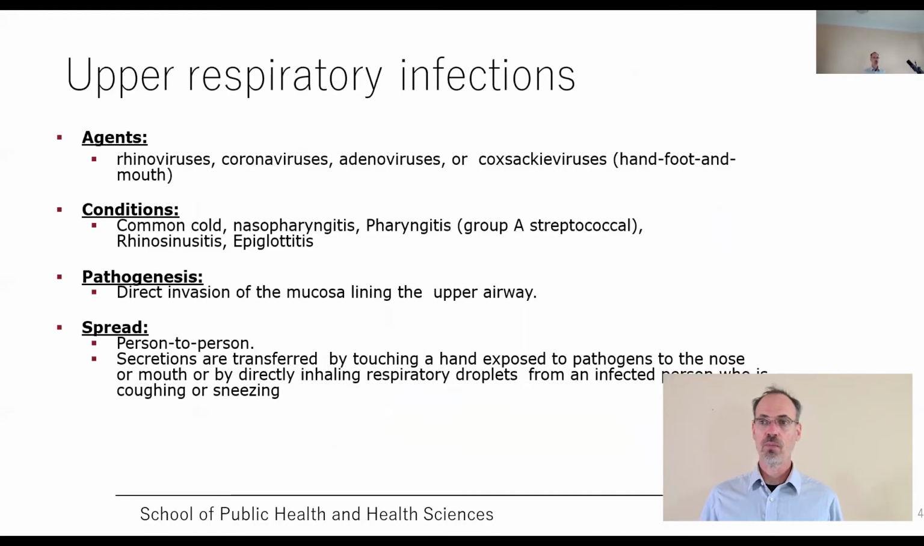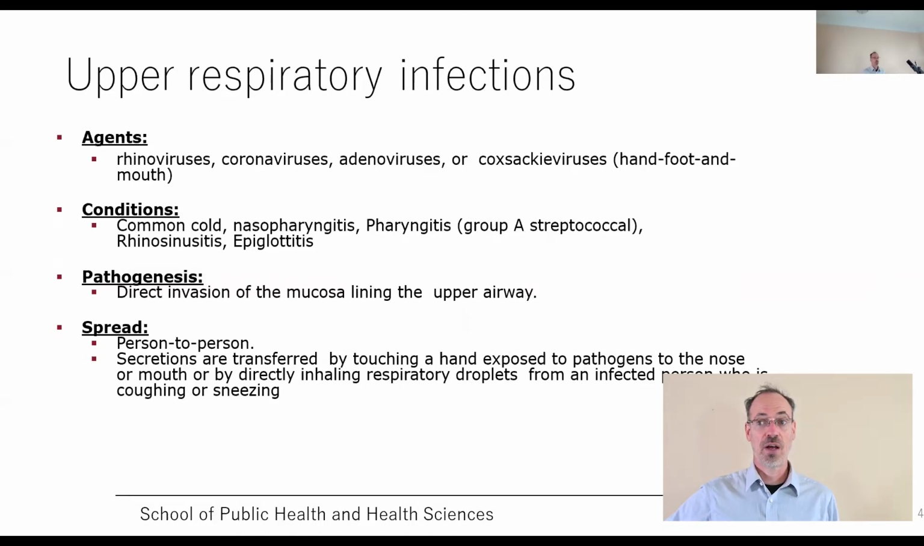So upper respiratory infections include things like rhinoviruses, coronaviruses, which is always in the news right now, adenoviruses, Coxsackie viruses, hand, foot, and mouth. Conditions include things like the common cold, nasopharyngitis, pharyngitis from group A streptococcal, rhinosinusitis, and epiglottitis.